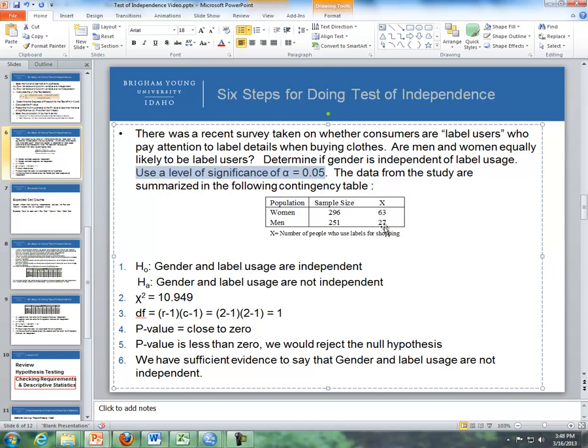So step 1 is state the null and alternative hypotheses. The null is that gender and label usage are independent. Okay, so you have to state specifically what the row variable and the column variable are. The alternative is that gender and label usage are not independent. Okay. So then step number 2, you calculate this either using Excel or SPSS.